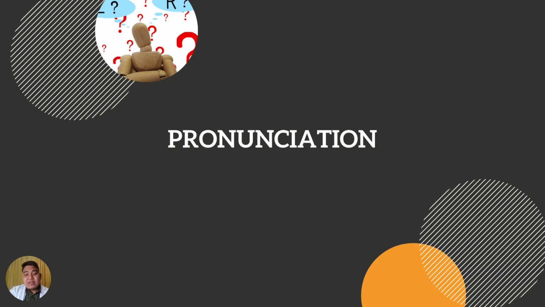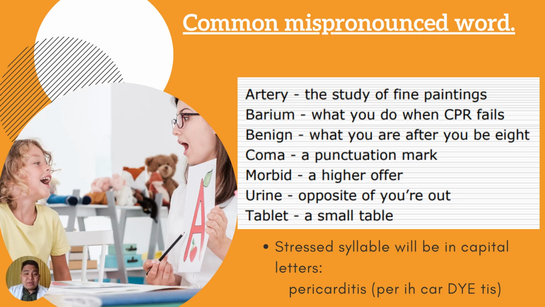All right. Next would be the rules about pronunciation. We already know the word building process, and now we will learn more about pronunciation, or how we are going to utter the word. These are examples of commonly mispronounced words in medical terminology. We have artery, or shall we say, from the other term, it is a study of paintings, right?